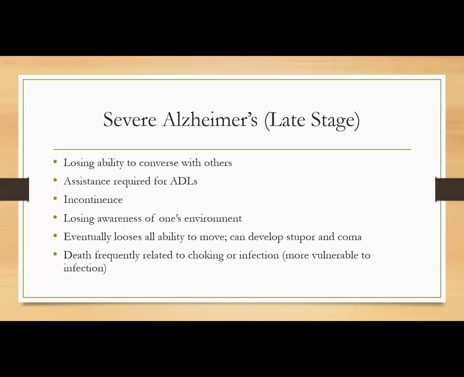With severe Alzheimer's, this is your late stage, losing the ability to converse with others. Assistance is required for your ADLs. They will have incontinence, losing awareness of one's environment, and eventually lose all ability to move and can develop stupor and coma. So deaths are usually related to choking or infection because they're much more vulnerable to infection.